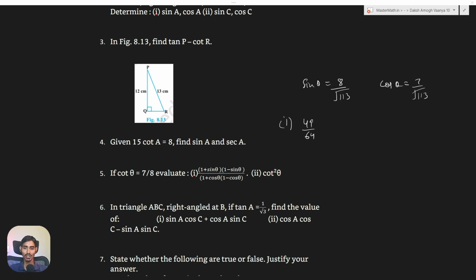Naveen, you got sine theta value, cos theta value? Yes, sir. Okay. How did you find that? Explain me.